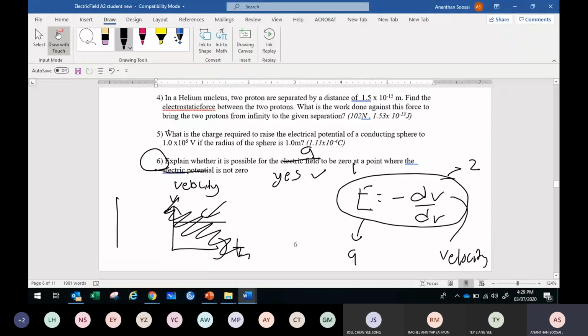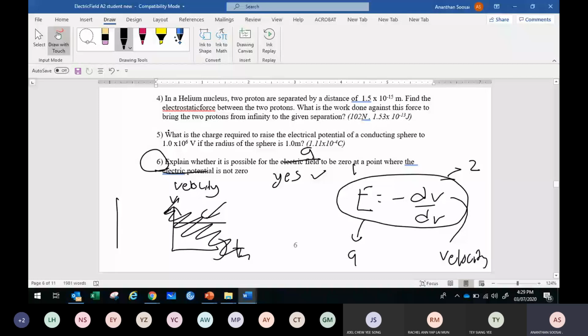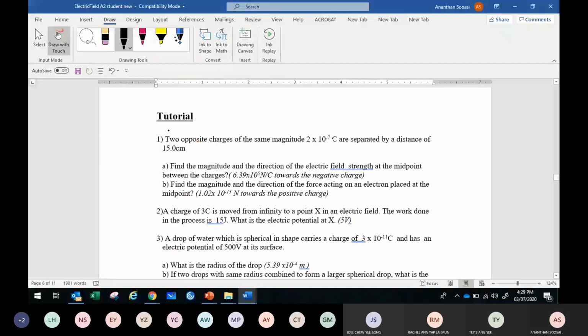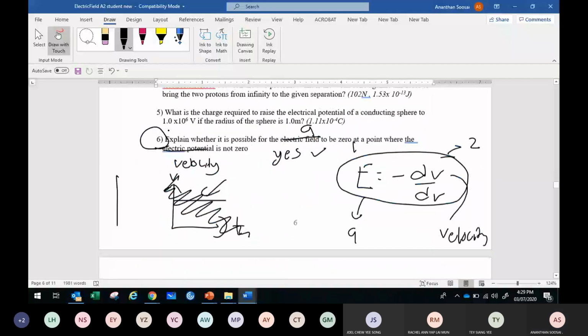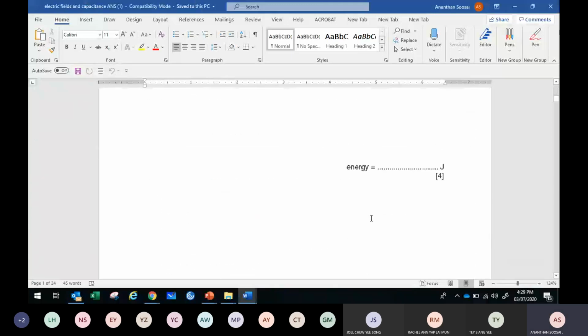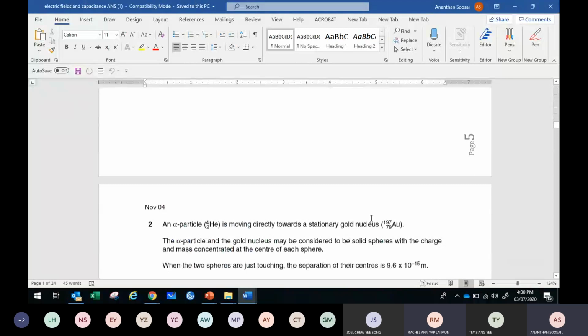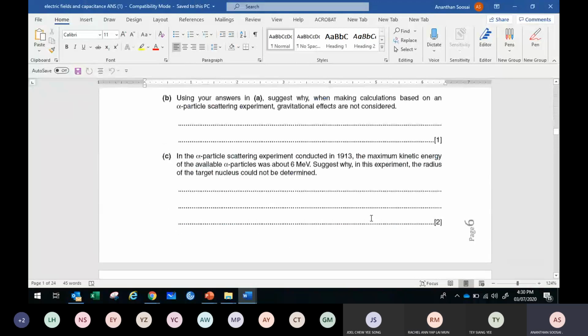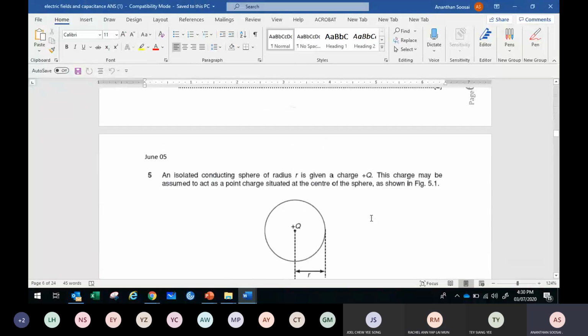Okay, so this is the last part of the topic. We're done with this electric field. Now let's go through one past paper question relating to the entire thing. Okay, this question, June 5, question 5.